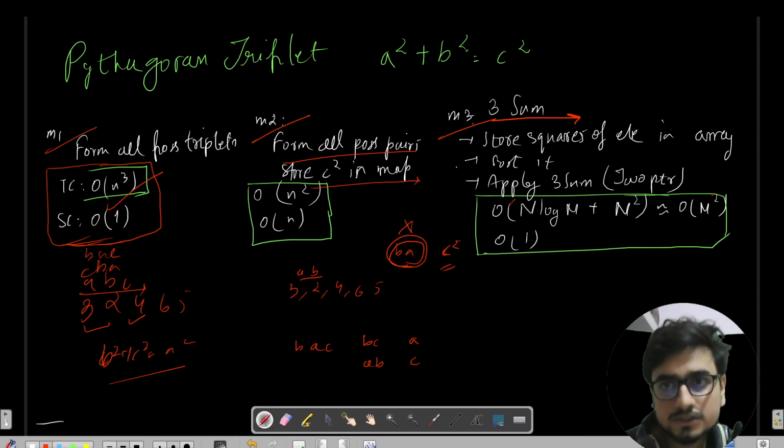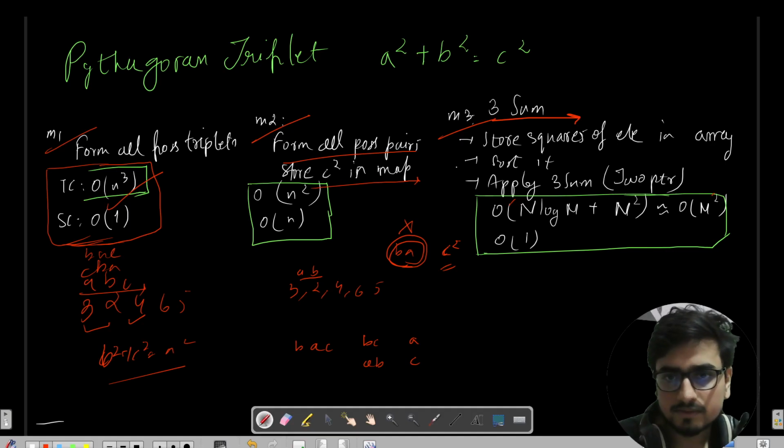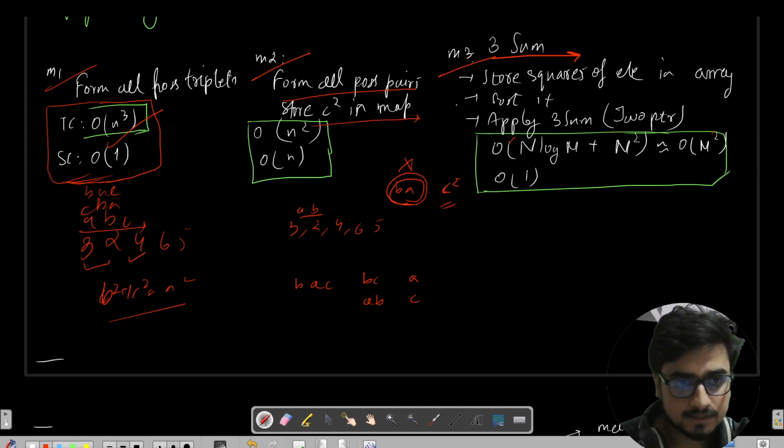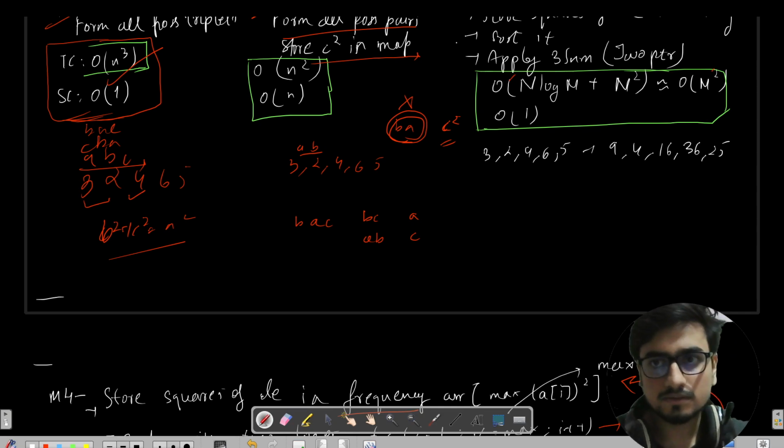Method 3 pe chalte hain. 3 sum kya kehta hai yaar ki aap kya karo ki store the squares of elements. To hamare paas elements kaun kaun the, ek baar driven dekh lete hain turant se. So we have the elements 3 2 4 6 and 5. What is the square? Square would be 9 4 16. I hope that's visible. Yep, 36 and 25. Let me just scroll it up so that my face does not overlap.